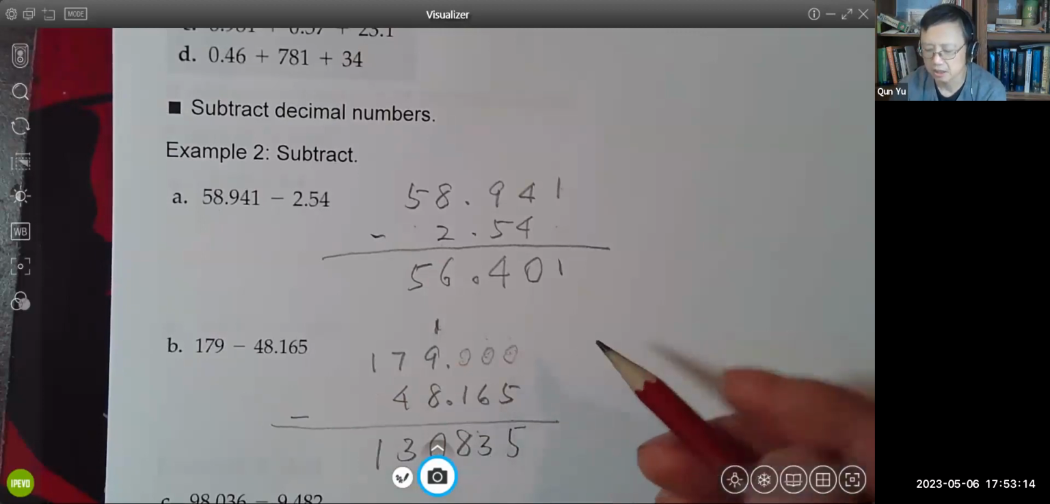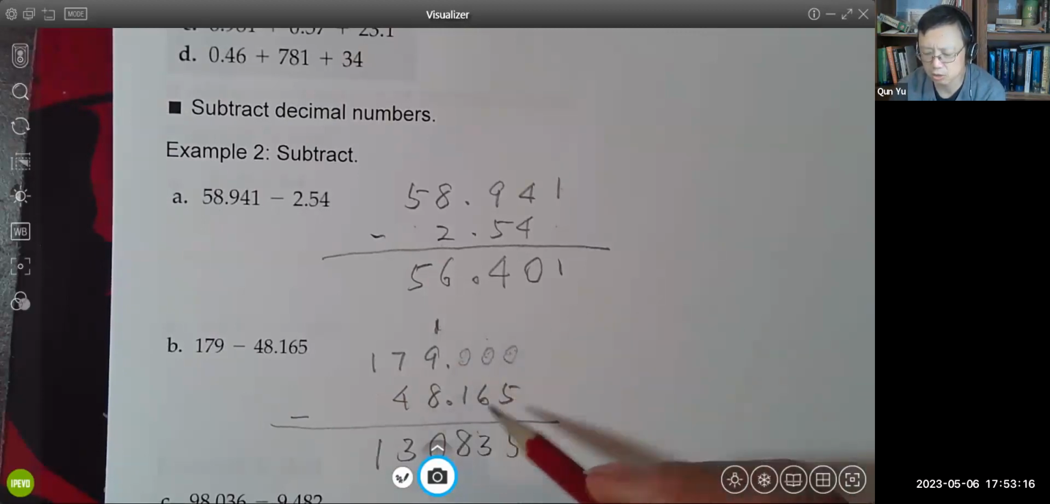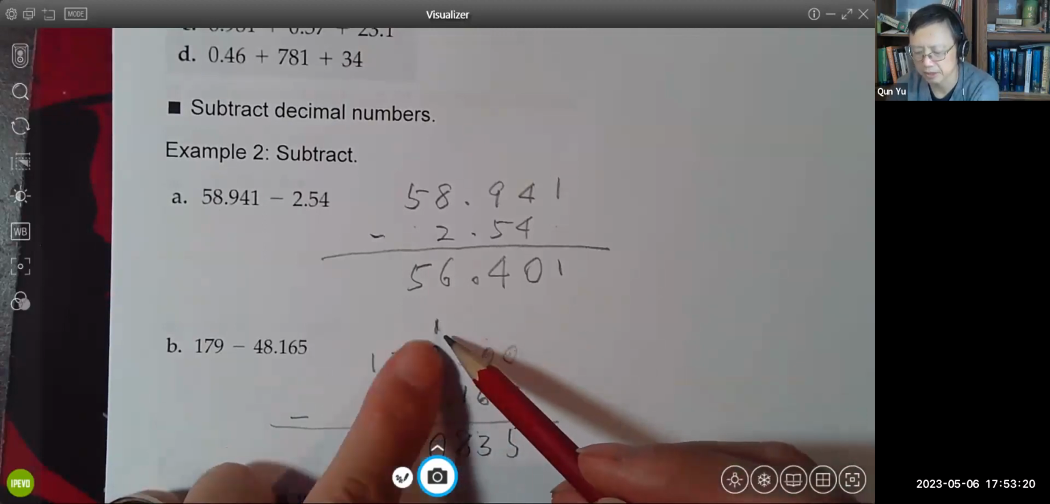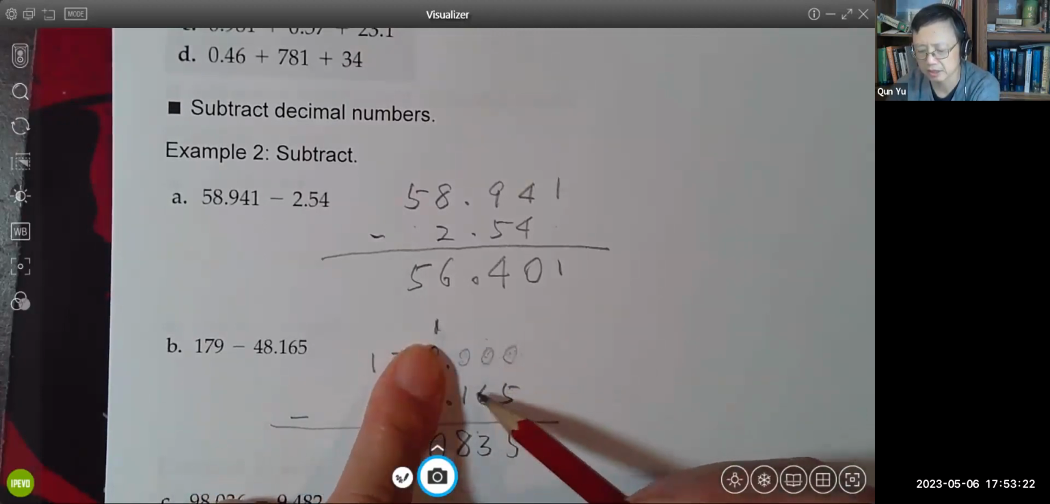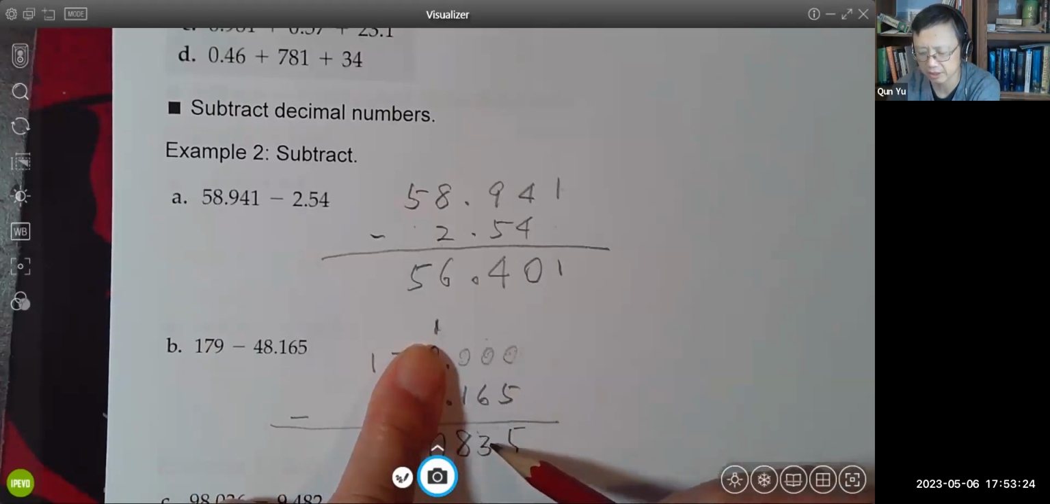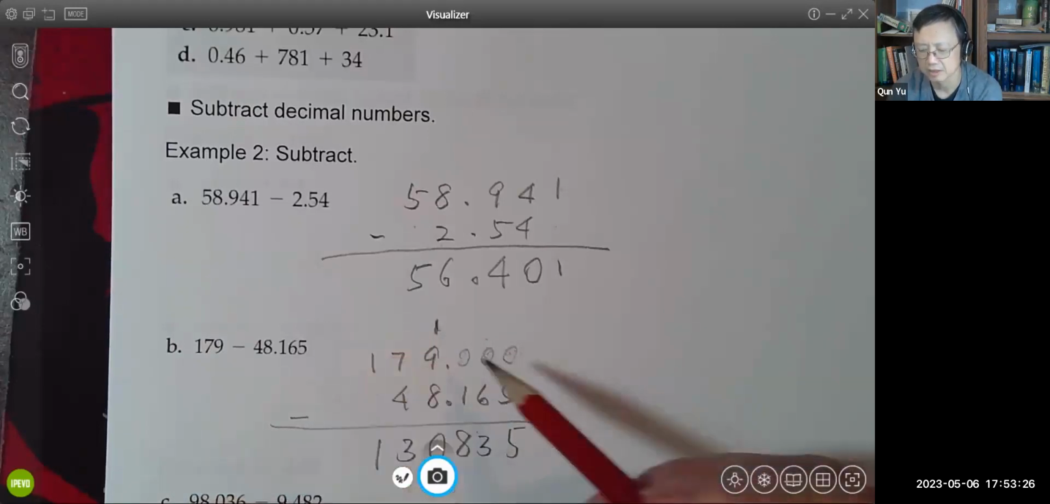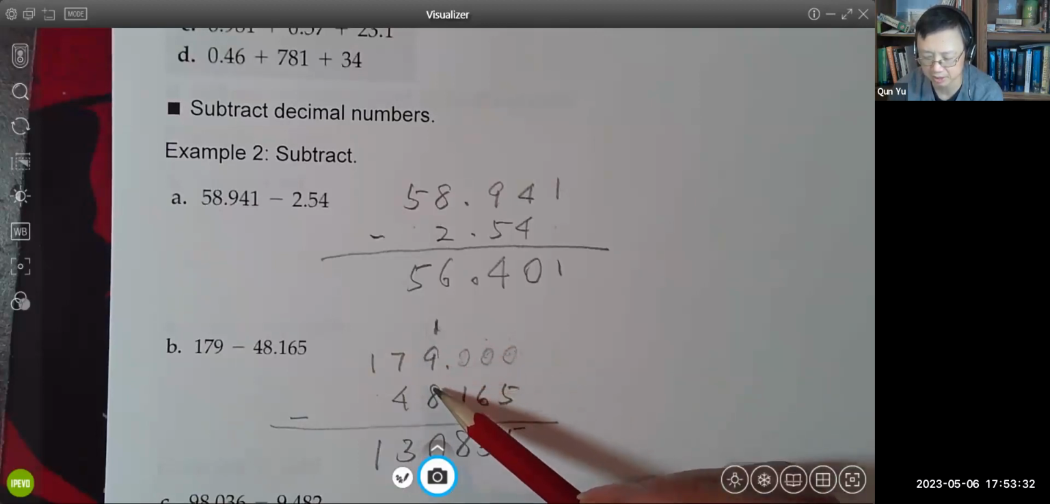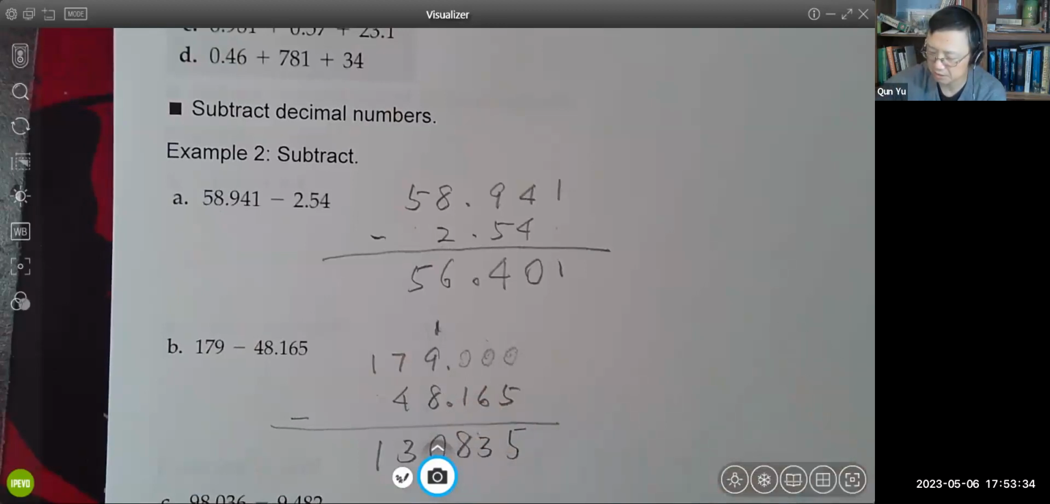So 130.835. Now, to simplify this whole borrowing thing, we just look at this one as 1,000, basically. 1,000 minus 165, what do you get? You get 835. After you borrow 1, the digit 8 becomes 9, and digit 9 becomes 8. So 8 minus 8 is 0. So let's double check.